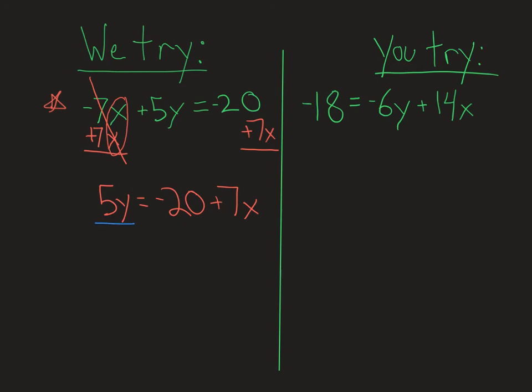Okay, I'm right behind you. I want the y by itself. That's why we're picking 5. And after those two steps, I got what I wanted. I got y by itself. I'm going to divide the 5 on both of those. Negative 20 divided by 5, negative 4. And then plus 7/5 x.